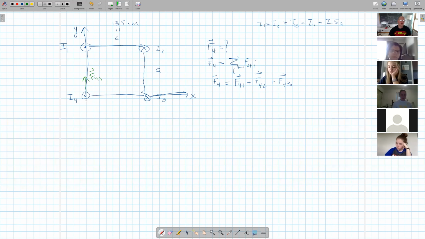Wires 2 and 4 are opposite in direction, which means that is going to result in a repulsive force. So in this case, I'm going to have a repulsive force in this direction. This is then going to be F42. And then finally, 4 and 3 are also running in opposite directions, which means that's also going to be a repulsive force, which means F43 is going to be along the negative x direction.